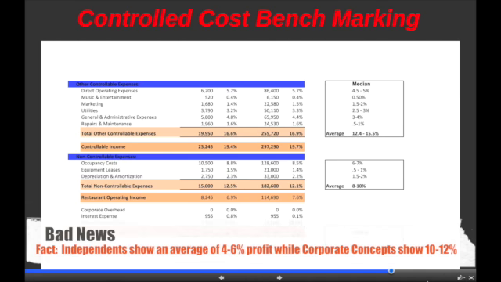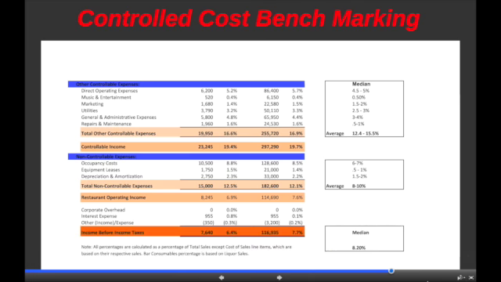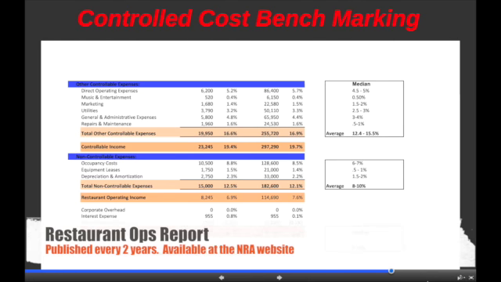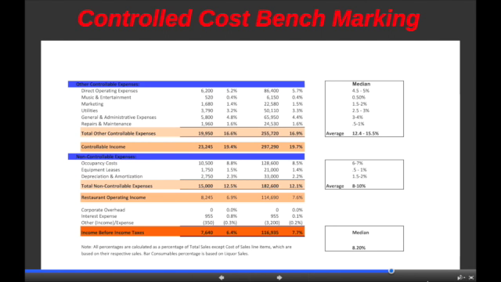This information comes from a few different sources, different accounting companies, and it's also weighed in with some national information put out by the National Restaurant Association in conjunction with Deloitte that's done every 2 years, called the Restaurant Operations Report. If you wanted to dive a little deeper and go to your specific segment type, you could fish those numbers out.